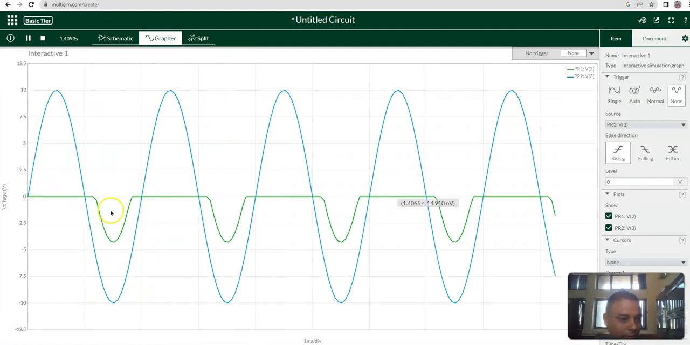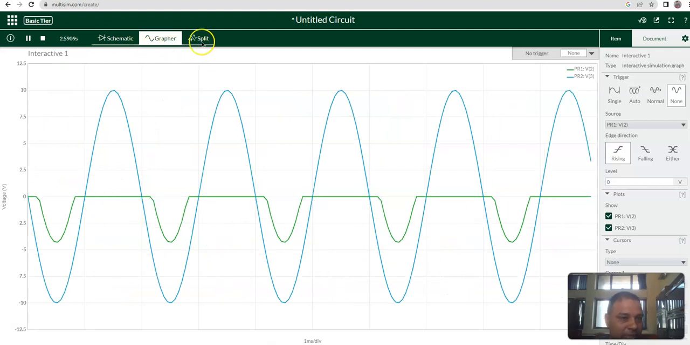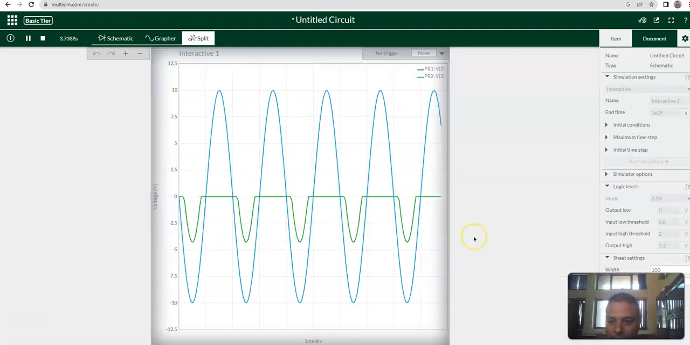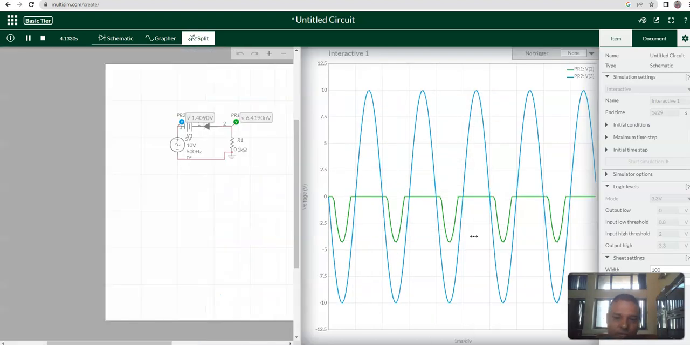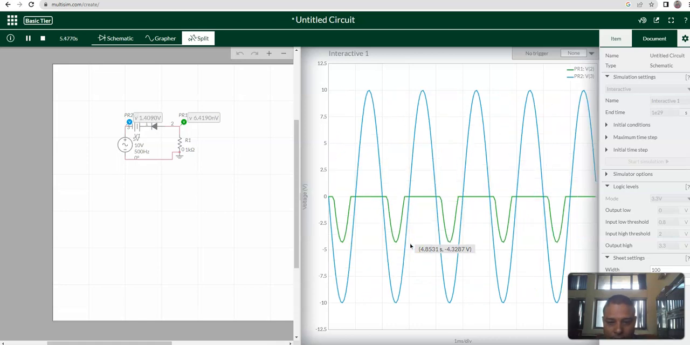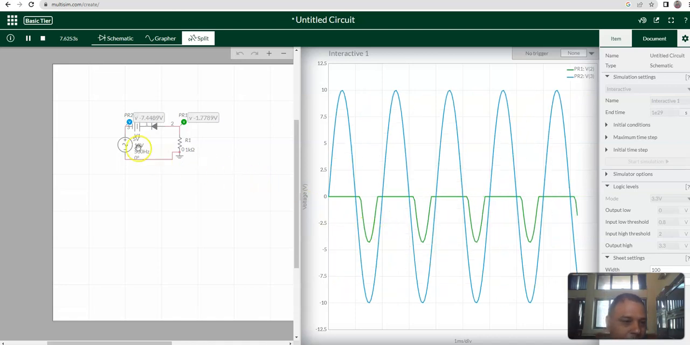Okay. Now the positive side is clipped. Please note that now the positive side is clipped. Moment you change the direction of the diode, the negative clipper becomes the positive clipper and vice versa. Earlier it was the negative clipper, now it is a positive clipper because positive half is getting clipped away.